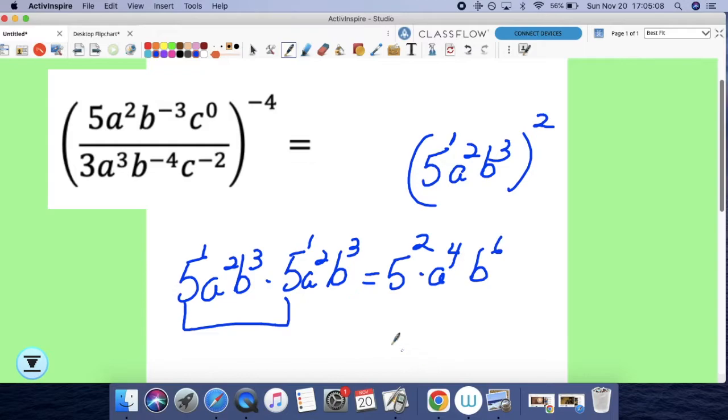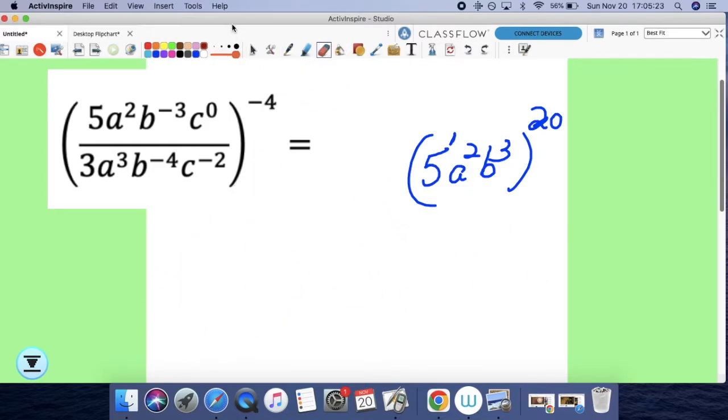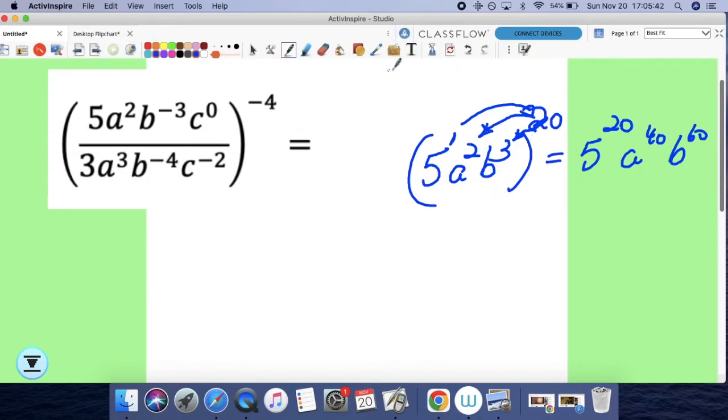Right? Now you could have done that, and I can imagine if this was a 20, are you going to do 5a squared b cubed times 5a squared b cubed? Are you going to expand it out? Well, you can. Nothing stops you from doing that. Or you're going to notice that the quick way is just to multiply that 20 with every exponent inside. It's almost like that distributive property, right? So we get 5 to the 20th, a to the 40, b to the 60th. Okay, so that you needed to know. So things you needed to know.